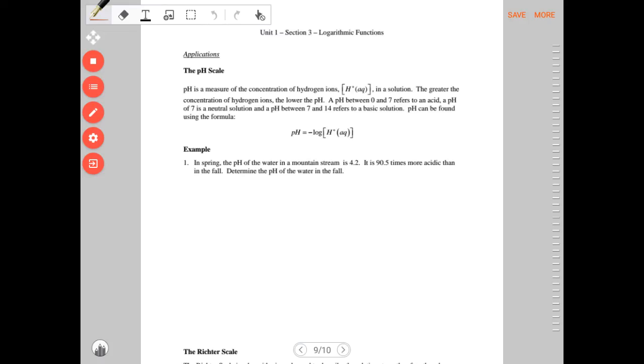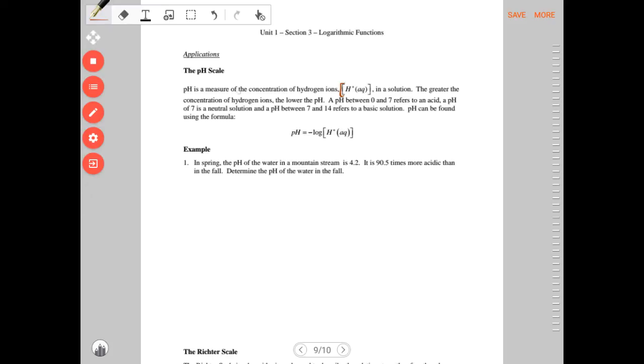All right, applications. So there's lots of applications of logarithmic scales and exponential scales. One of them is the pH scale. Now, if you've taken some chemistry, you know a little bit about this. pH is the measure of the concentration of hydrogen ions, so H plus aqueous. Okay, and the concentration in chemistry is these square brackets. Okay, so the concentration of H plus in a solution.